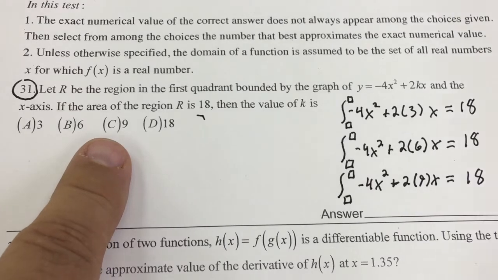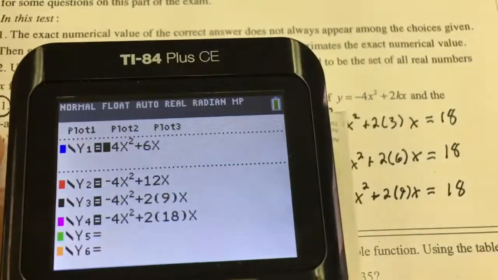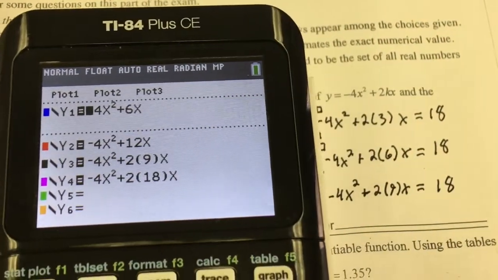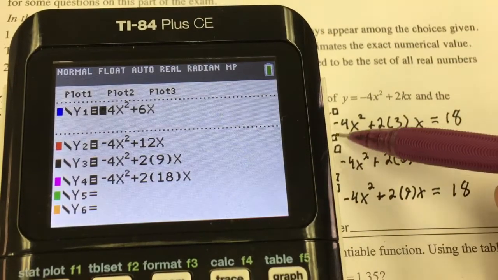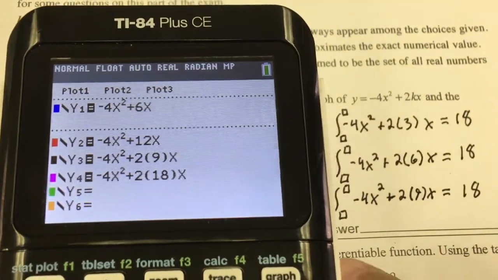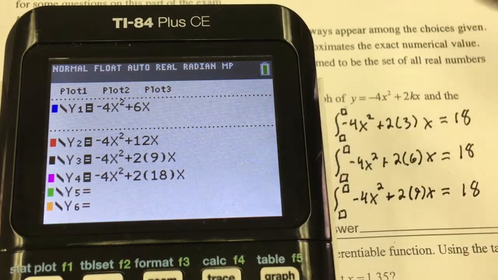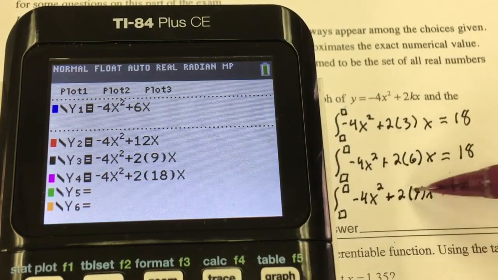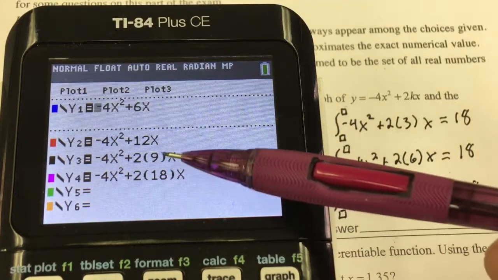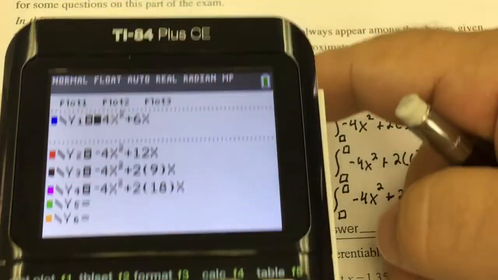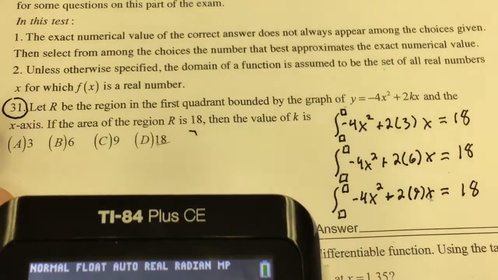And here's what this looks like in the calculator. In my y equals mode, notice I've entered each of these graphs. I'm going to figure out where they intercept the x-axis to get my limits of integration for each of these. Notice that's 2 times 3 is 6, 2 times 6 is 12, and I just left that one as 2 times 9. So you can see that you can enter it into the calculator like that. And the last one was 18, the multiple choice selection was 18, so I put the 18 into my calculator.